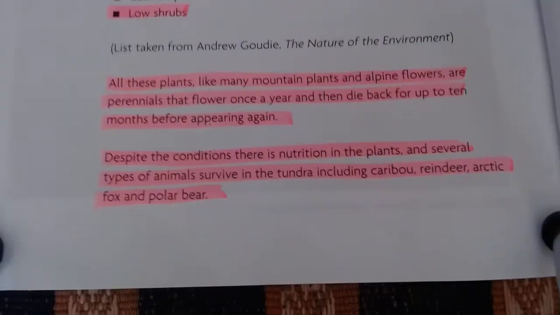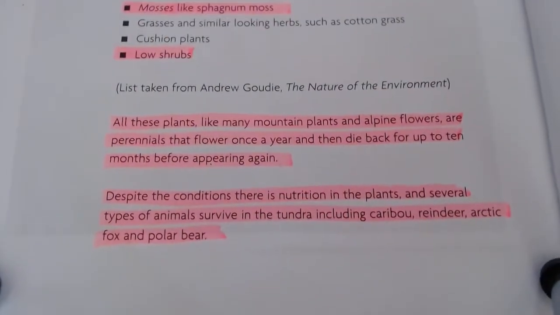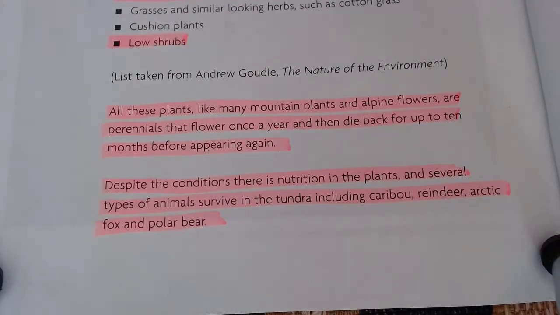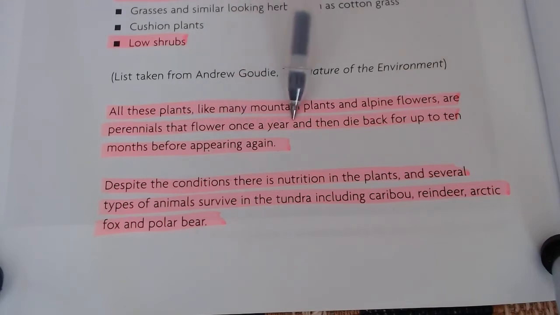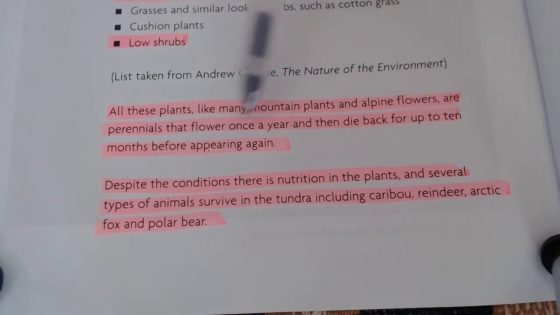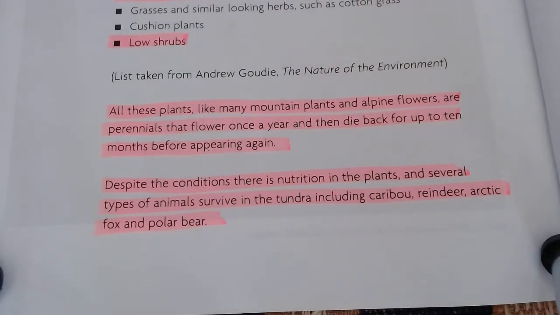Alright, back to page 128, just down the bottom. All of these plants, like many mountain plants, are perennials, okay? They flower once a year, then they die back for up to 10 months before appearing again. So the growing season in the tundra is very, very short. Alright, so the plants bloom, they flower, they send out their seeds, they pollinate, whatever it is, and then they go asleep again. Alright, so it's a short window opportunity.